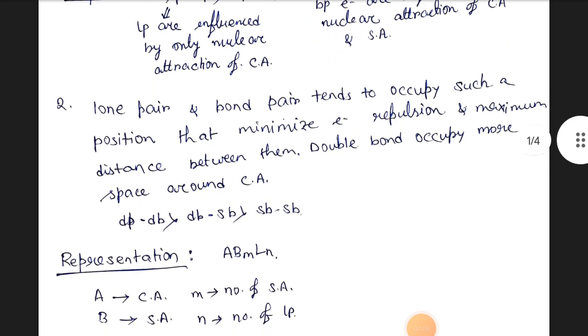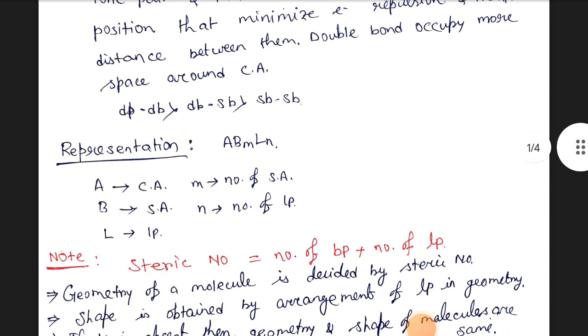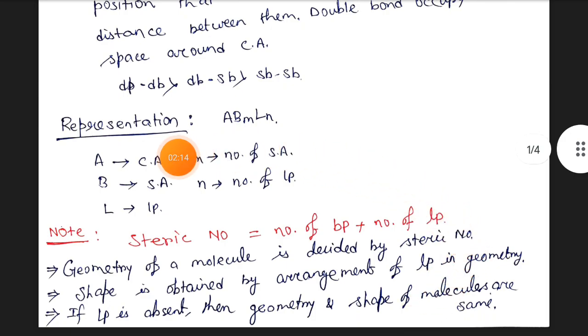Next, representation: how we can represent a molecule. The formula is ABmLn. From this representation we can draw the structure of molecules. A is the central atom, B is the side atom, L is the lone pair, m is the number of side atoms, and n is the number of lone pairs. So this is the representation, and I can draw all structures from it.